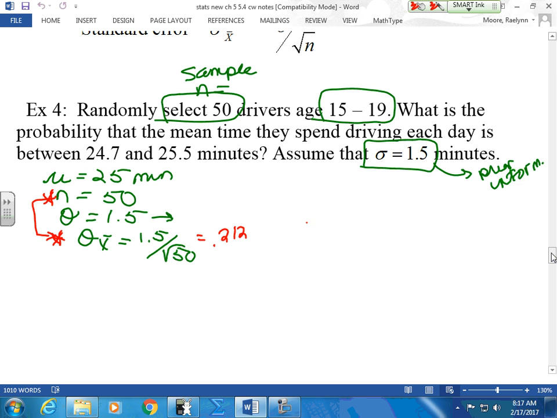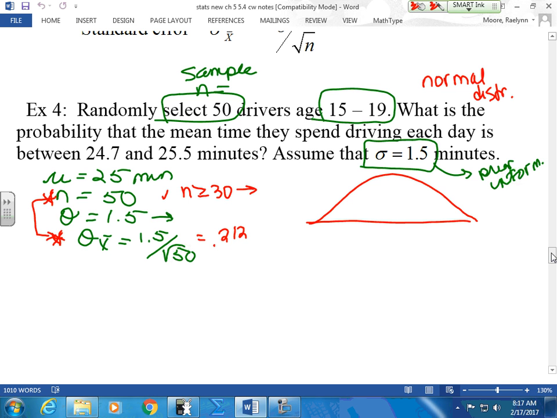Now, here's my graph of the situation. I know we can do this. I know this makes a normal distribution. Why? It never told me that. n is greater than or equal to 30. Good. n is greater than or equal to 30, so I know I have a normal curve. Otherwise, I can't do this. If n was less than 30, and they didn't say this approximates a normal distribution, done. We can't do it. My mean goes in the middle.